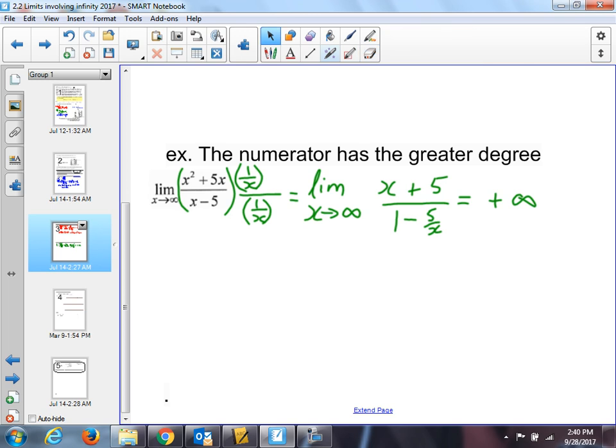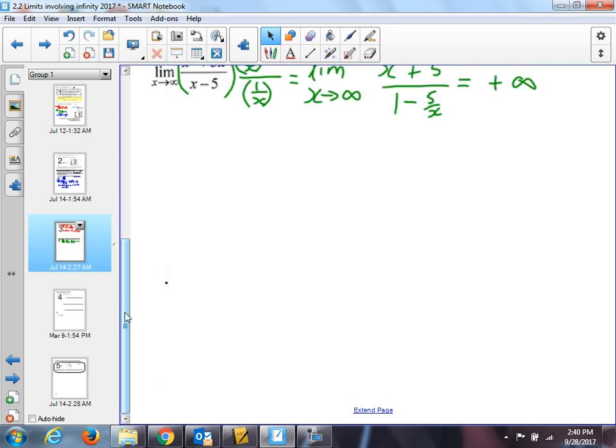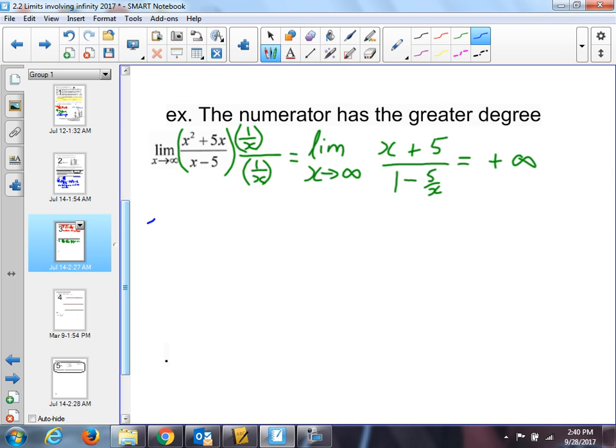But be careful, don't just assume positive infinity. This is why I'm saying you've got to work these out. I'll just do a couple others here. What if my next example is like this: limit as x approaches positive infinity. Let's change this around a bit. If I had 5x minus x squared over x minus 5 again, so swap it and change the sign. So a variation of the first problem.